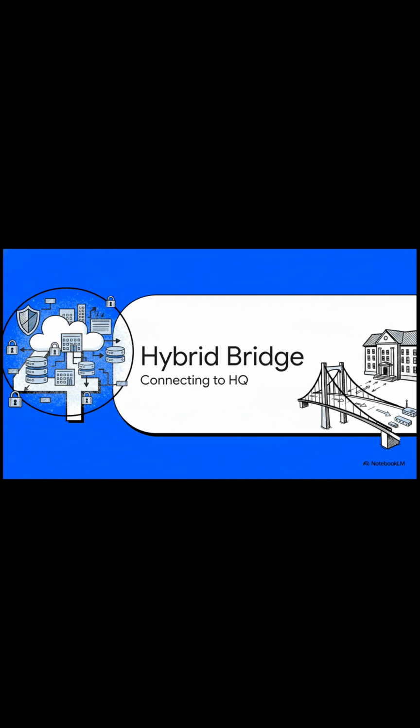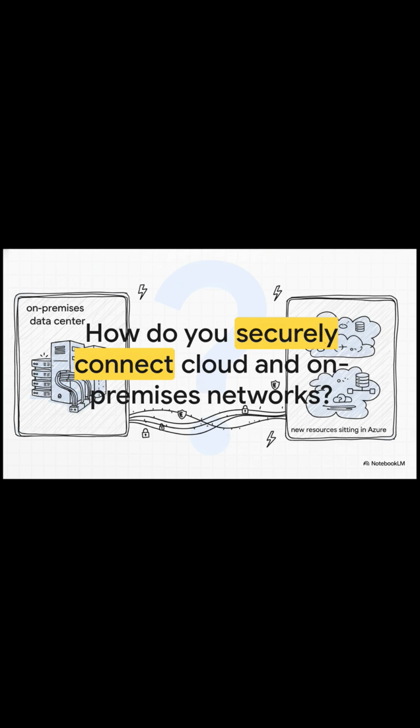Our cloud building is secure, it's organized, but most businesses can't let their cloud office be an island, right? They need to connect it back to their physical headquarters. So it's time to build a bridge. So how do you do it? How do you create a secure, reliable link between your on-premises data center and all your new resources sitting in Azure? This is called hybrid connectivity, and for most big organizations, it's absolutely essential.